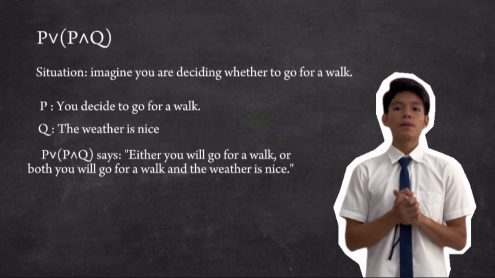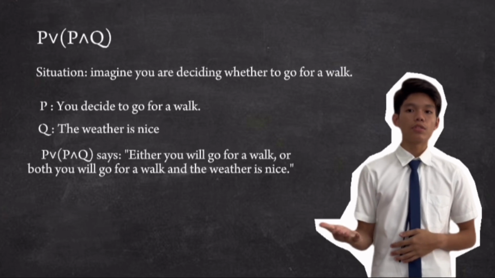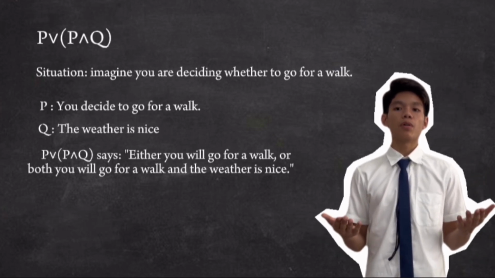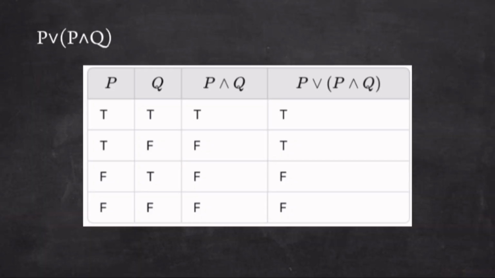The expression P or P and Q says either you'll go for a walk or both you will go for a walk and the weather is nice. The first row states that you go for a walk and the weather is nice. If you desire to go for a walk, P is true, and the weather is nice, Q is true. Then both P and Q are true. So the disjunction is true.